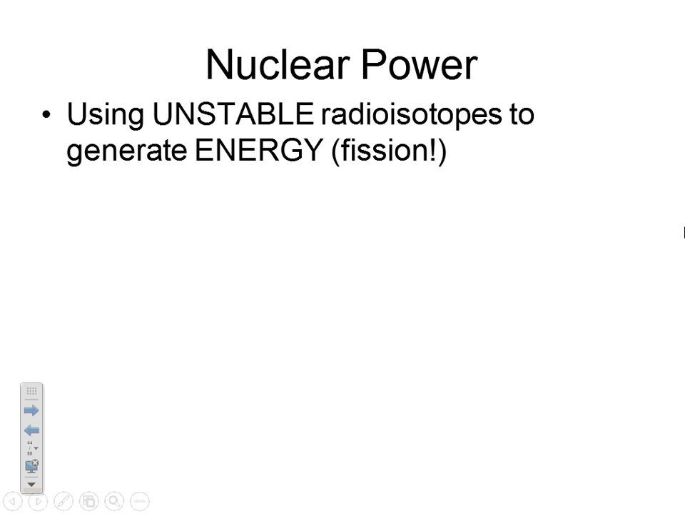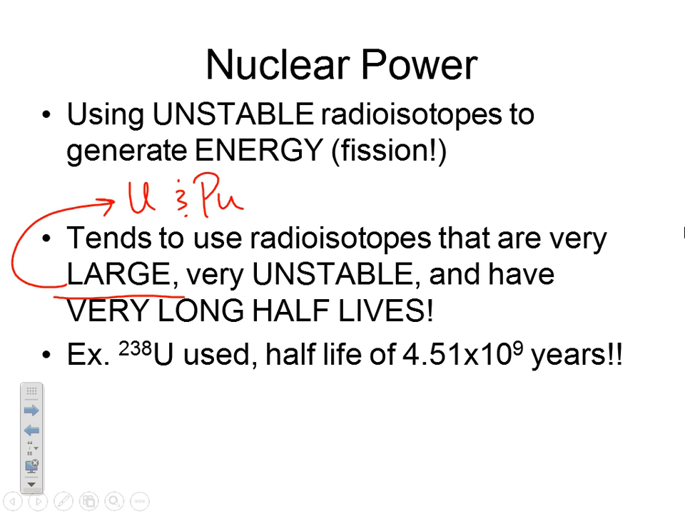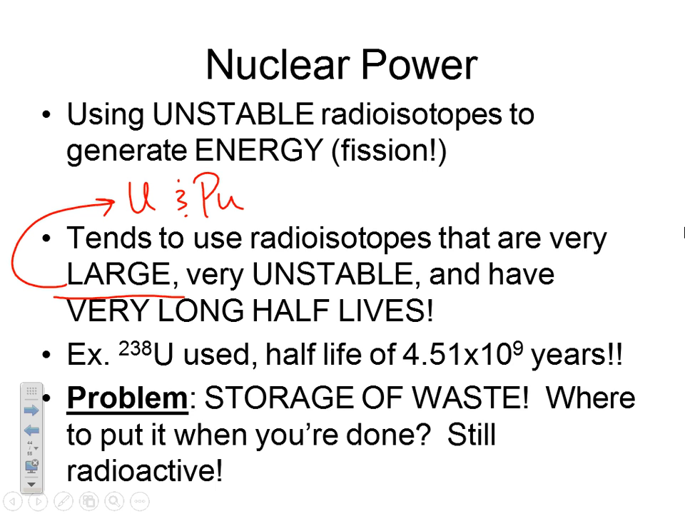And then the last use of radioactivity that we're going to be discussing is nuclear power, and this uses unstable radioisotopes to generate energy. So this is fission, basically. These are using our very large, very unstable radioisotopes that have incredibly long half-lives. Now remember, our large radioisotopes are uranium and plutonium. This is basically about energy generation. The big problem with this use of radioactivity is that their half-lives are so long.